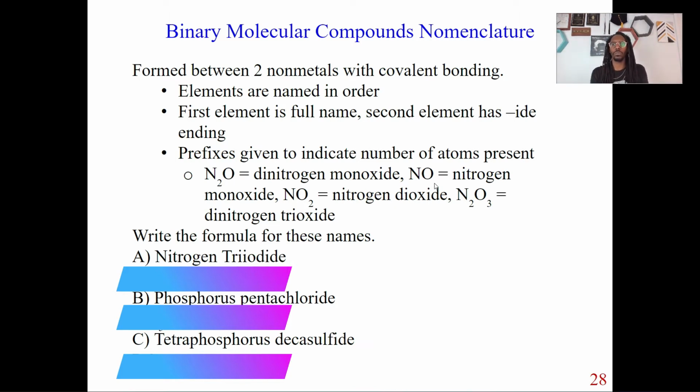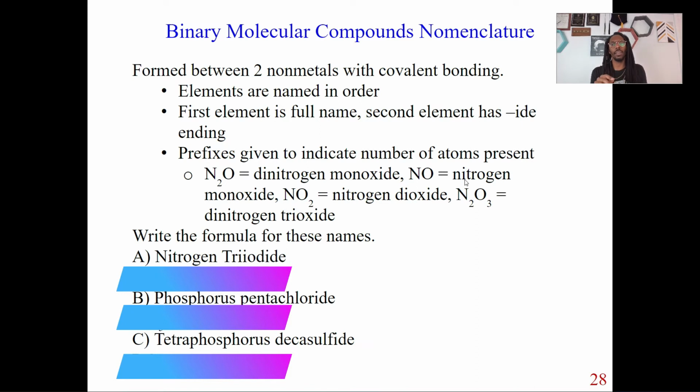Let's look at NO, nitrogen and oxygen. This is a molecular compound because they're two nonmetals. How are we going to name this? We have nitrogen, and we're going to keep that exactly the same. The second element, the oxygen, we change to IDE. Then what are we going to do from here? Nitrogen monoxide, because we must give that prefix.